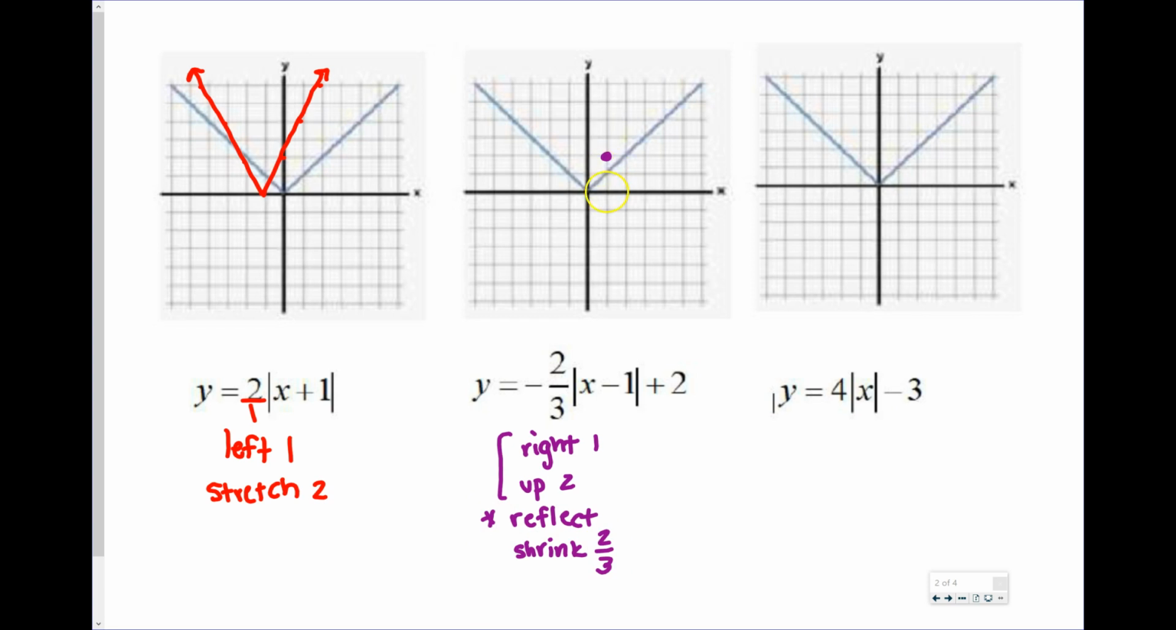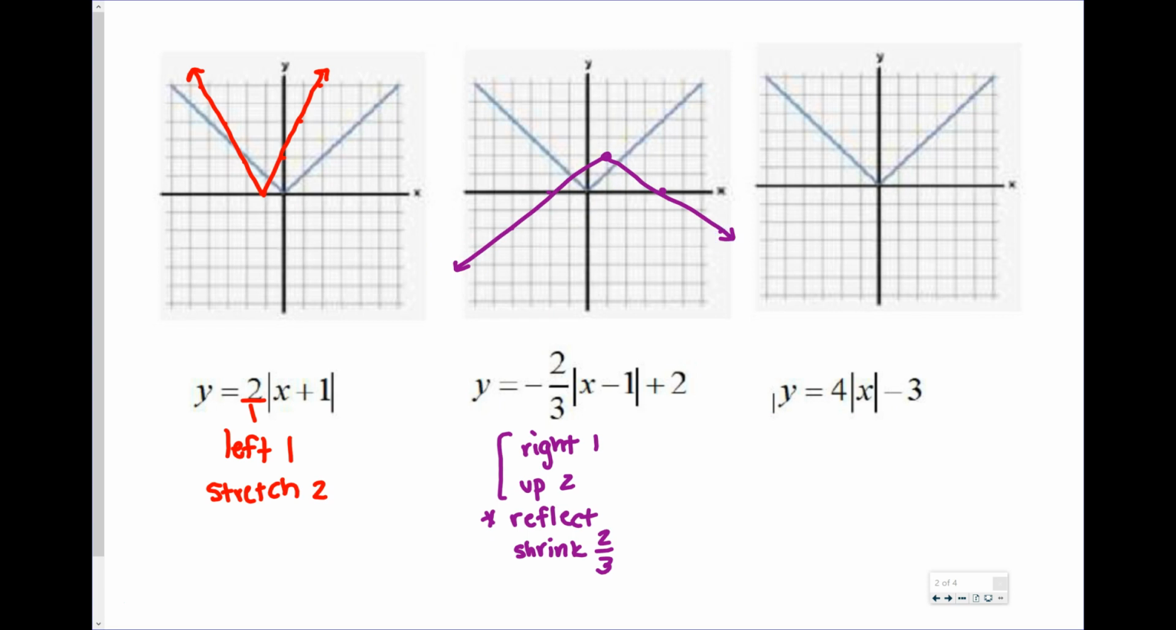So I'm going to go down 2, 1, 2, 3 this way, down 2, 1, 2, 3 that way, down 2, 1, 2, 3. So I'm making my points go down and this graph will look wider.